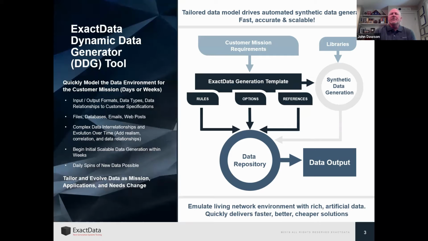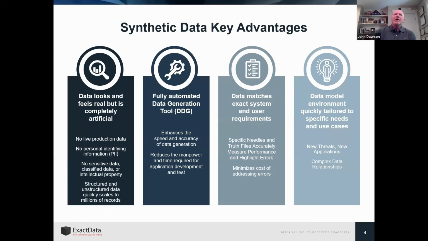And it's a system of systems. We generate a model universe designed for the system under test, and then we actually output the data however the system wants to consume it, whatever file formats, et cetera. And then we can very rapidly go back in and update the data models and configure them and regen the data as your needs change.